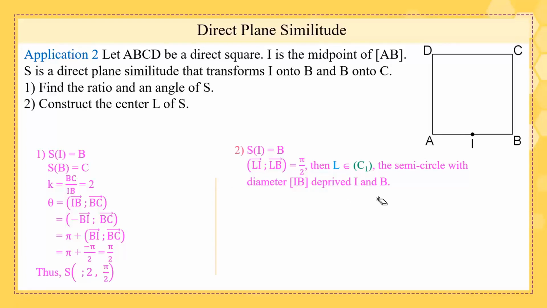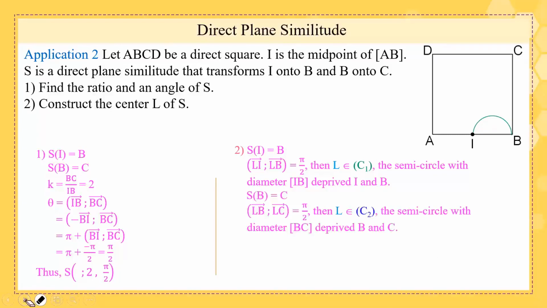And why do we say semicircle? To keep the oriented angle in the positive sense, because the angle of the similitude is pi over 2 and it is not minus pi over 2. So you see here we have a semicircle of diameter IB. If we use this idea again, since S of B equals C, that means (LB vector, LC vector) will be equal to pi over 2. So again L belongs to another semicircle C2 with diameter BC, deprived from B and C. And this is the figure.